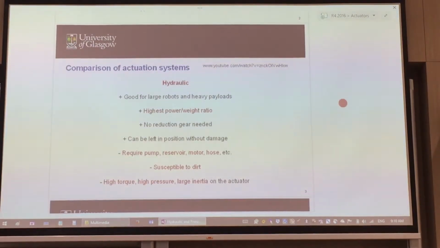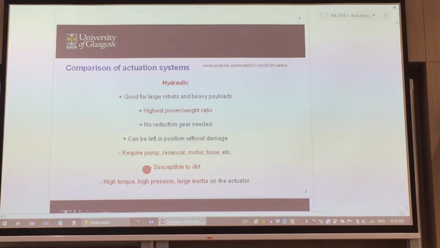So these are the list of advantages and disadvantages. Those that have a plus sign over here, they are the advantages. The ones that are labeled with negative, those are disadvantages.